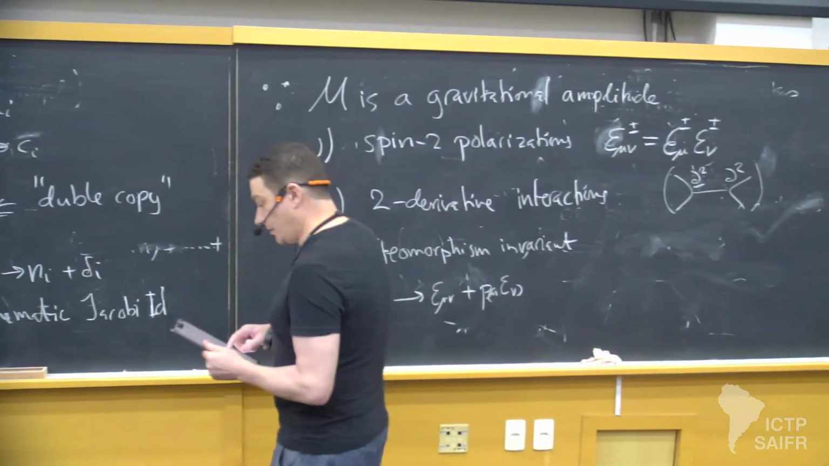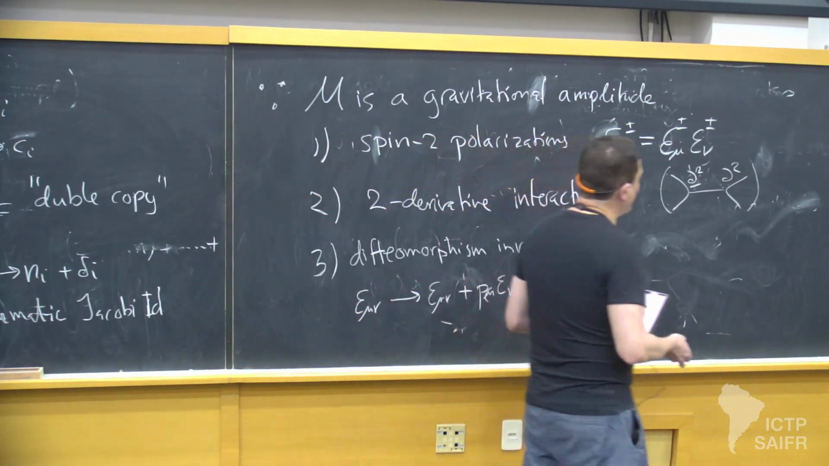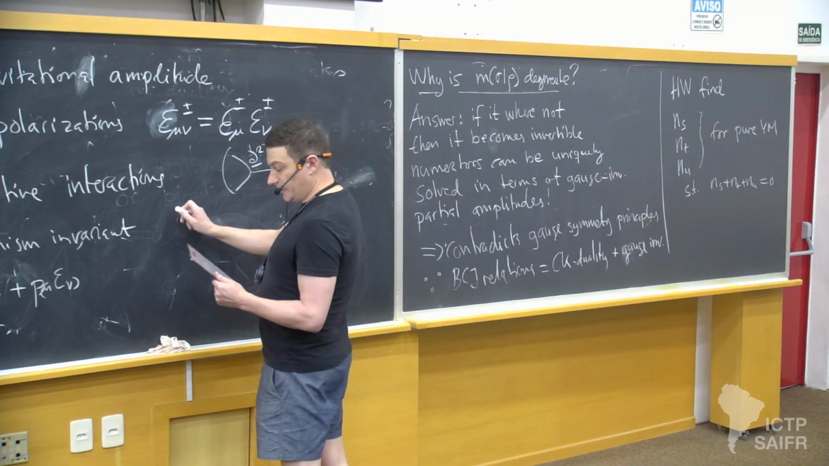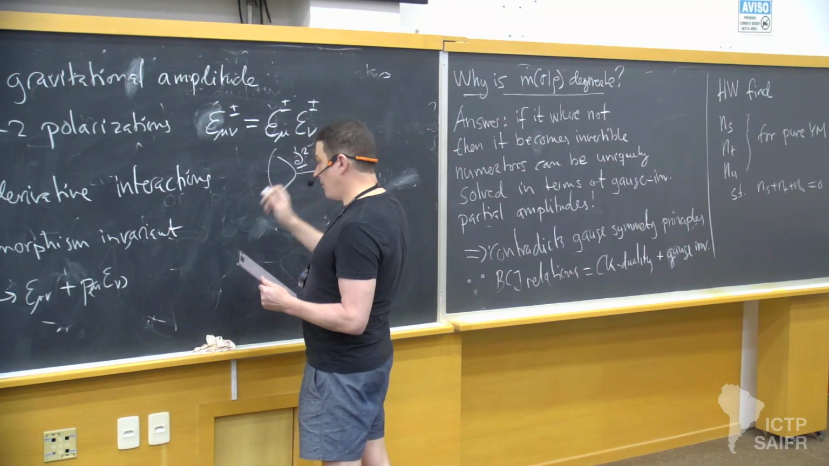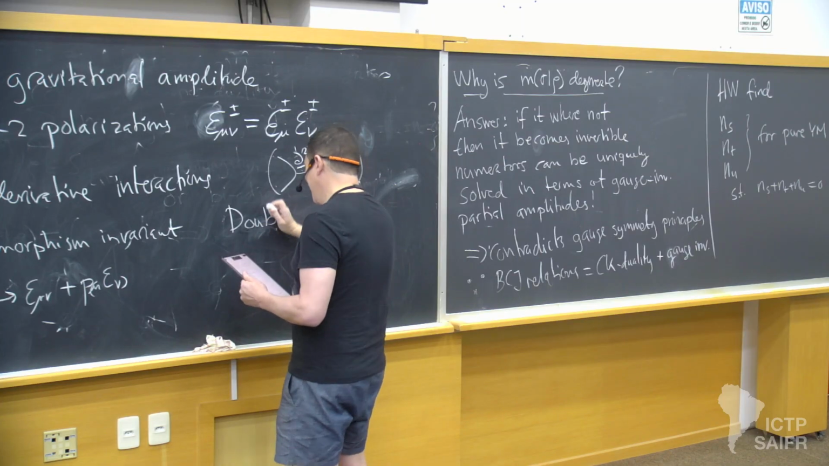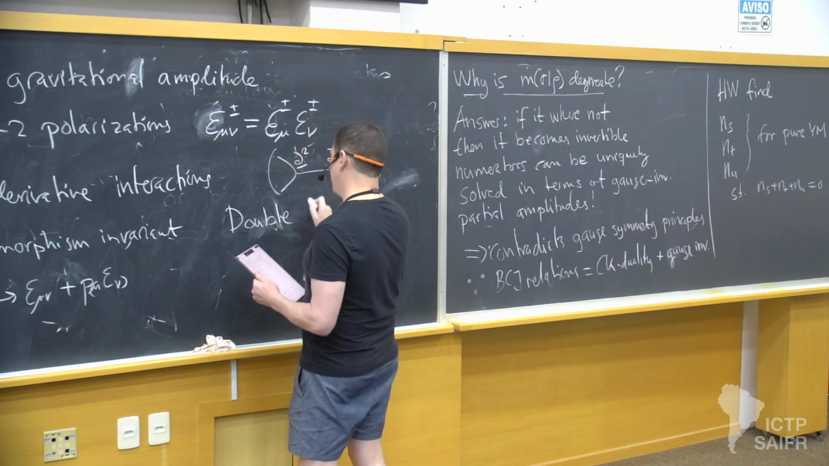Okay, so one thing I wanted to say is that we typically talk about this double copy map, which we just call double copy.